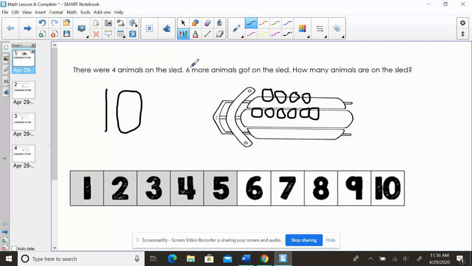4 and 6 make 10. So now when we look at our number path, we have to circle a group of 4 squares because there are 4 animals on the sled. 1, 2, 3, 4. So I'm going to circle a group of 4 squares to show the animals that are already on the sled. 6 more animals got on the sled, so now I'm going to circle 6 more squares. 1, 2, 3, 4, 5, 6.